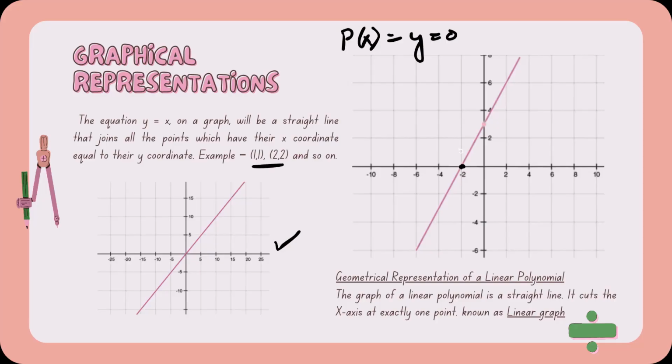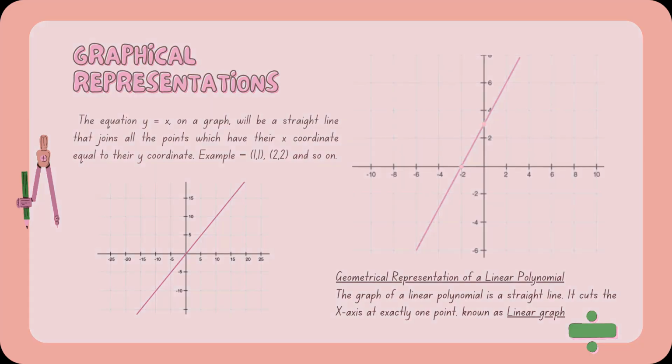When does that happen? When it touches the x-axis. When it touches the x-axis, the height is not there, correct? Easy logic. Height is not there, or the value of the y coordinate is 0. What is this point? This point is minus 2, 0, right? Or this value is 0, correct? So that means what? Minus 2 is the 0 of the polynomial. What is the 0? Minus 2 is the 0 of the polynomial. So this is a linear graph.